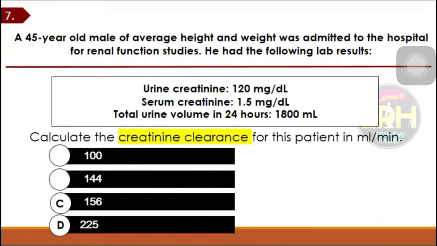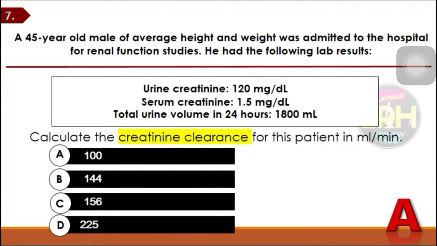Now for number 7, a 45-year-old male of average height and weight was admitted to the hospital for renal function studies. He had the following lab results: urine creatinine is 120 mg per dL, serum creatinine is 1.5 mg per dL, and total urine volume in 24 hours is 1,800 mL. Question: how do we calculate the creatinine clearance for this patient in mL per minute? Choices: letter A, 100; letter B, 144; letter C, 156; or letter D, 225. What is our answer? The correct answer is letter A, 100.